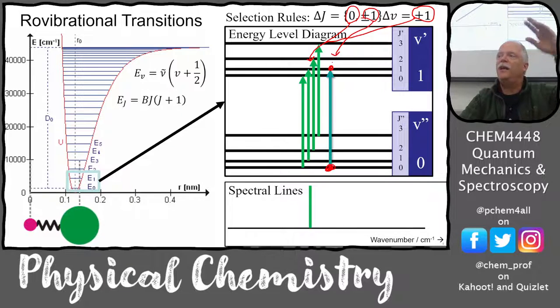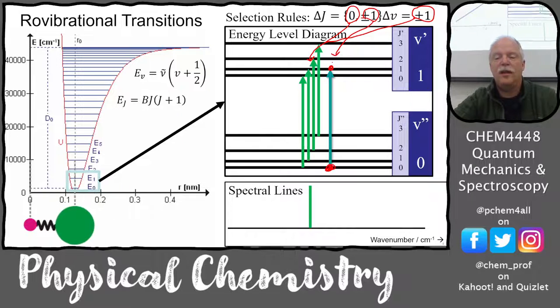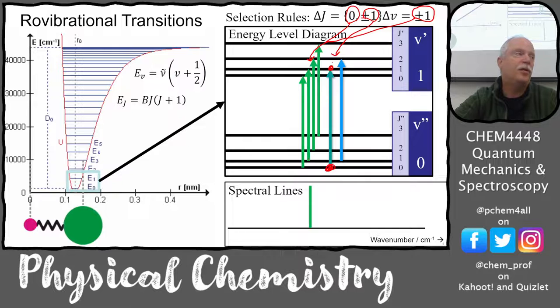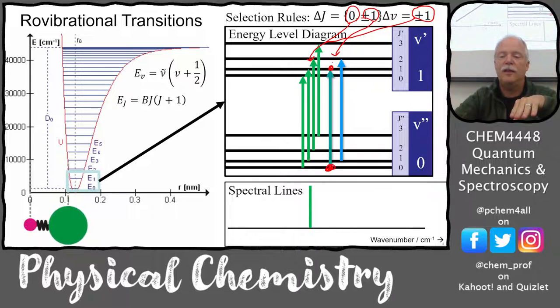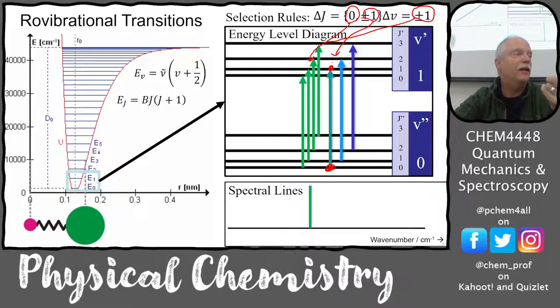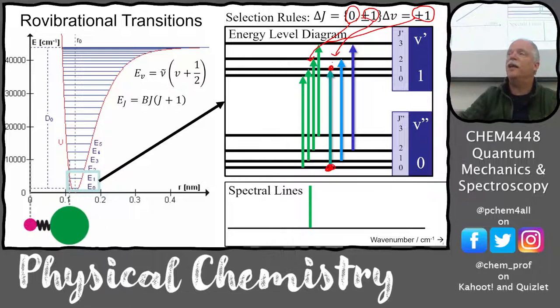We went up in a V and we went up in a J. Okay. We could have started at J equals 1 and gone to 2. Okay, that's still a delta J plus 1, and a delta V plus 1. We just started in a different rotational state. And then we could go 2 to 3, and then I've run out of levels, so I can't display anymore. But, you know, it goes on.